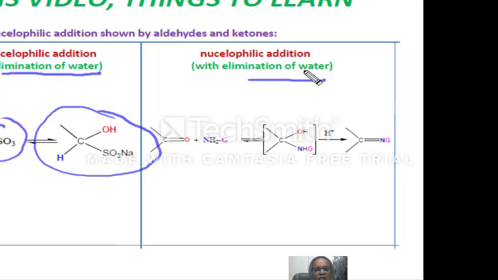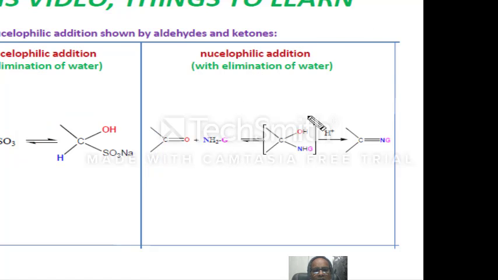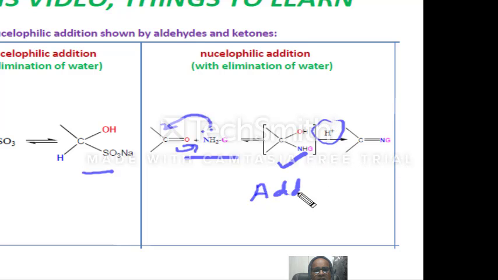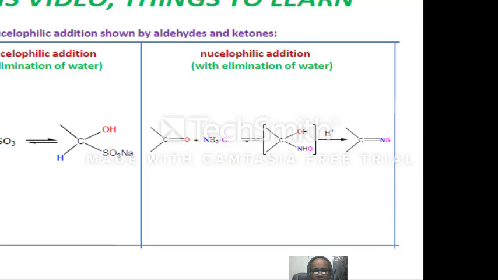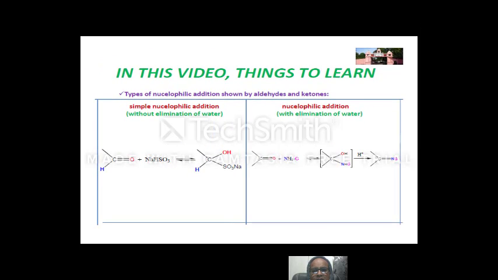Whereas in the case of nucleophilic addition with elimination of water, like what we have over here, the nucleophile attacks this one. Initially we have an addition, like what you have over here, but then the elimination also takes place. So it is a kind of addition and elimination, right? So this is the thing: elimination and addition.